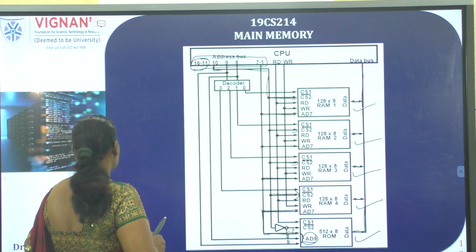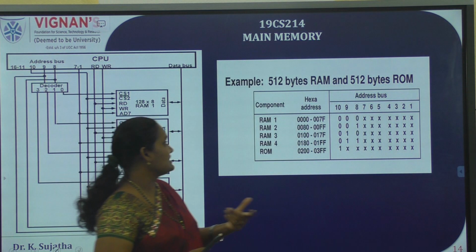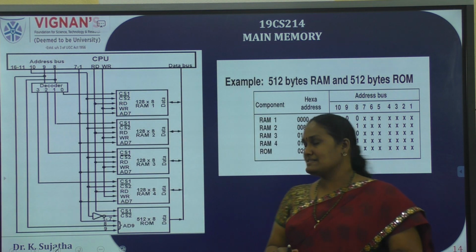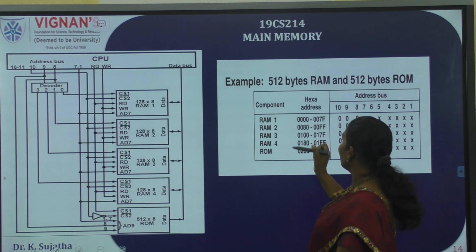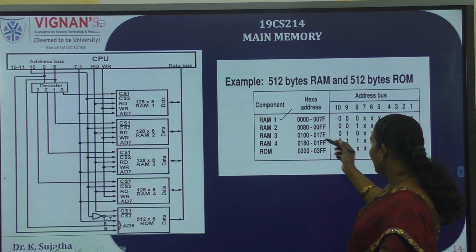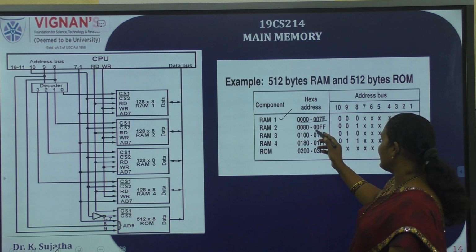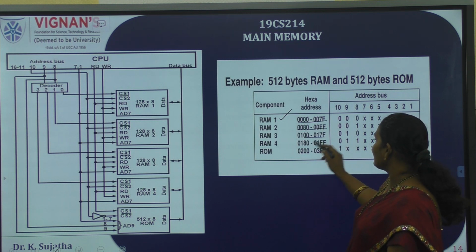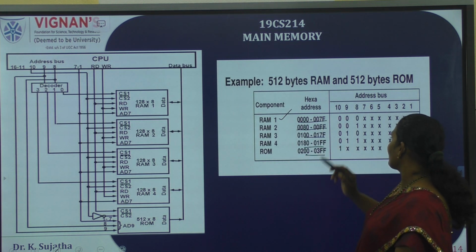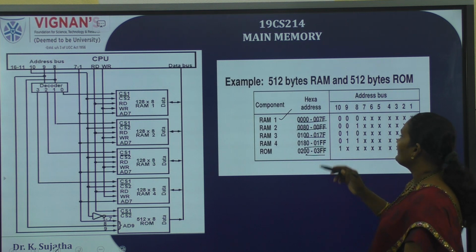Now, we need to explain this system, the functional table, and how it works. Let us see RAM 1. The addresses of RAM 1 are represented in hexadecimal form. In the same way, the addresses for ROM are also represented like this. Let us see how it works.